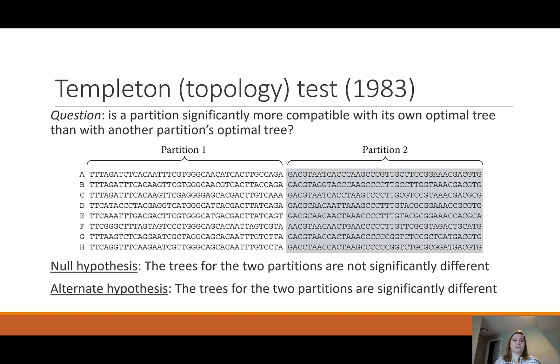The null hypothesis in a Templeton test is that the two trees for the two partitions are not significantly different. So we're going to assume that the two partitions' trees are enough the same. And the alternate hypothesis is that the two trees are significantly different. But if you think about it, how do you determine whether a tree is significantly different from another? You also have to assign a p-value. So how do you do that with a tree?